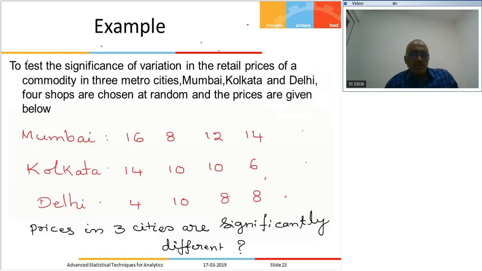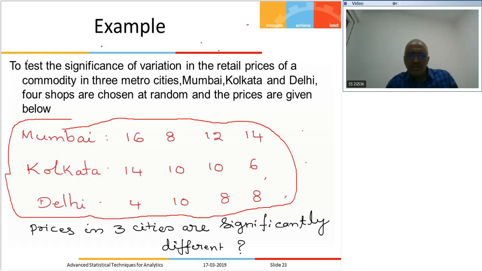As shown here. Suppose we take an example like this. To test the significance of variation in retail prices of a commodity in 3 metro cities, the data is given like this. We have 3 metro cities, 4 outlets are selected, and the prices are taken. Whether the prices in the 3 cities are significantly different or the same is the hypothesis we need to validate.